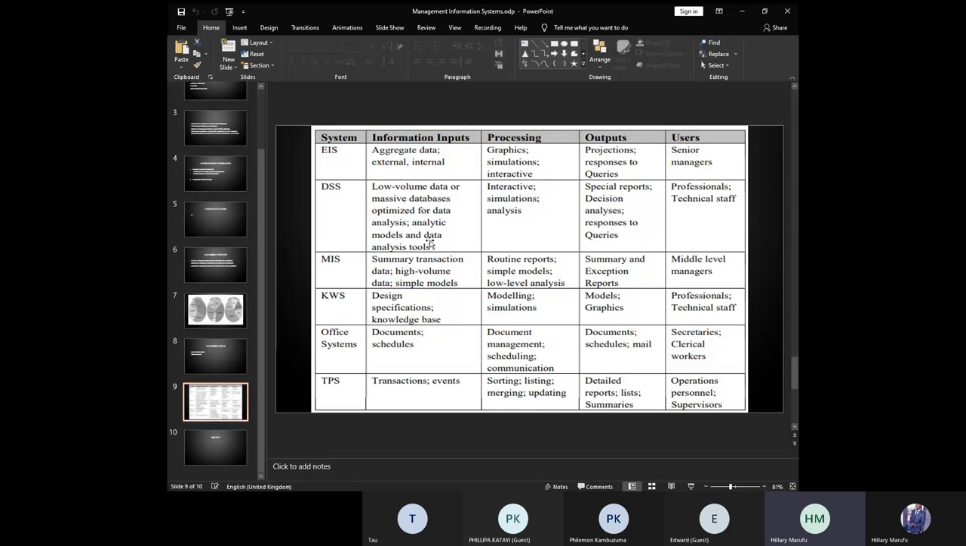When Strive Masiwa entered the playing field, there was NetOne. Then Strive brought Econet. Econet came in with threat of new entrants, threat of substitution, competitive rivalry, those three. And they were so strong that customers moved from NetOne to Econet.